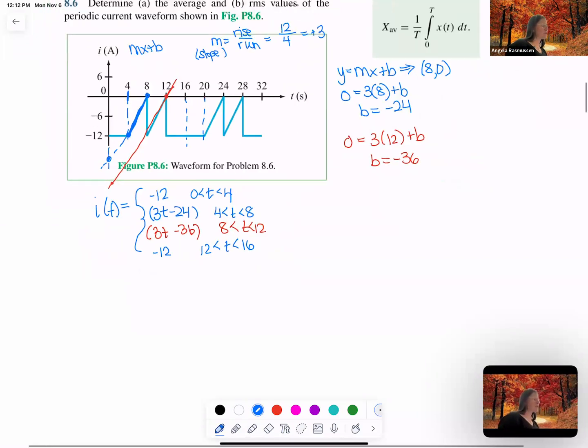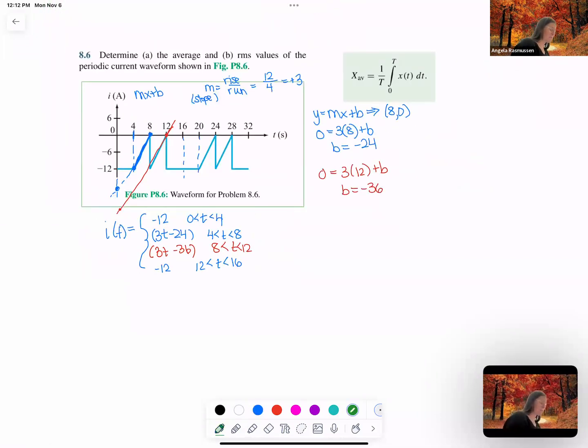And then this is going to be my period. So my period goes here, and then you can see that this repeats itself. And so that is going to be your time period from 0 to 16. And so my I average is going to be 1 over T, so your time period equals 16.